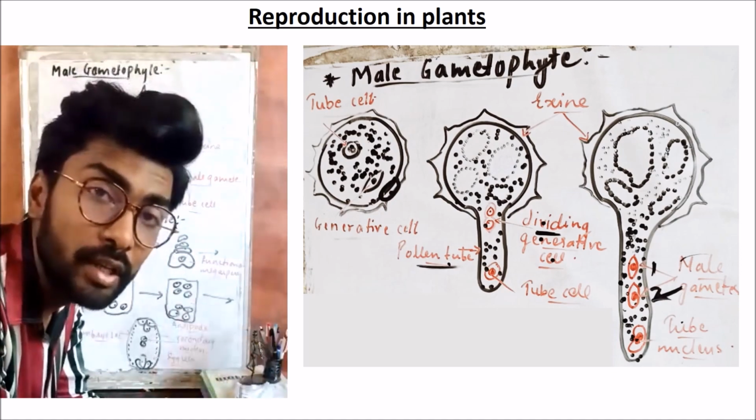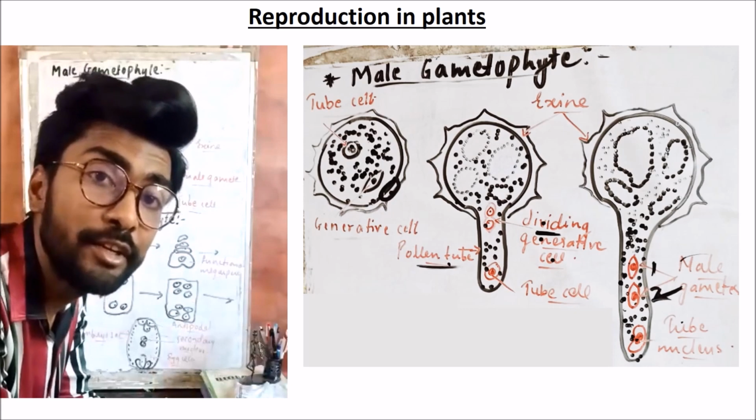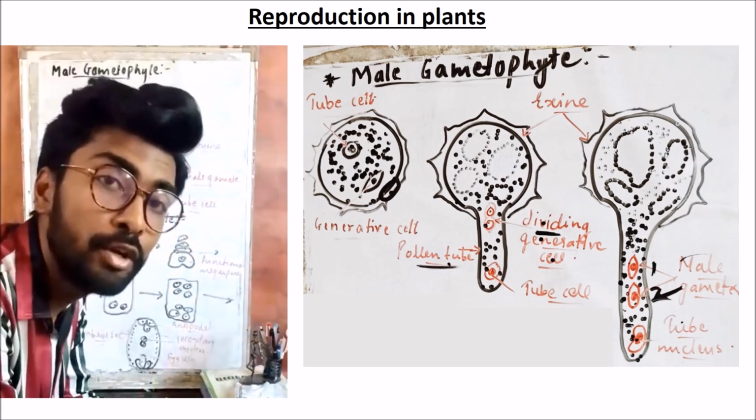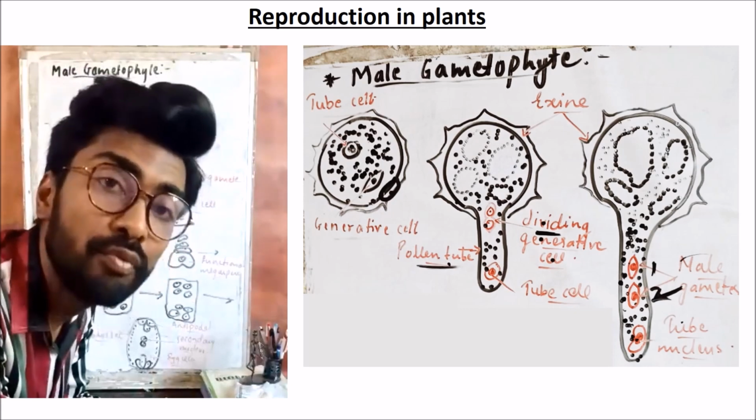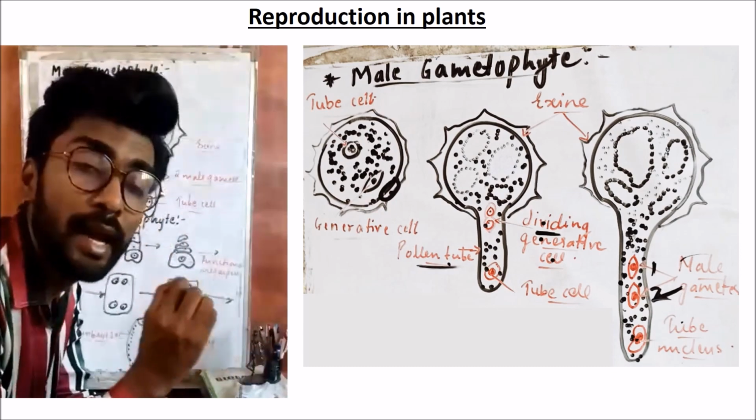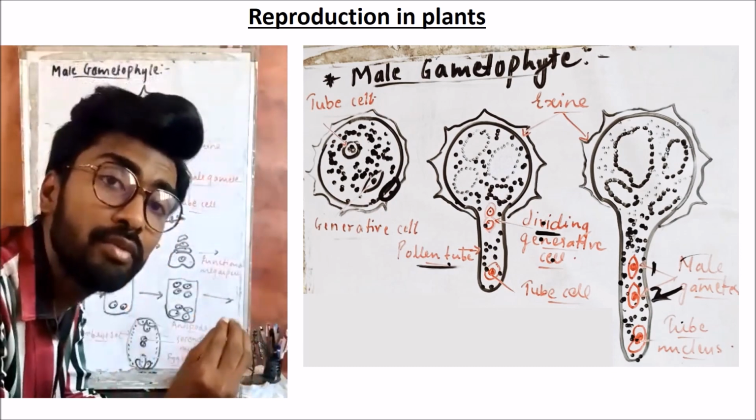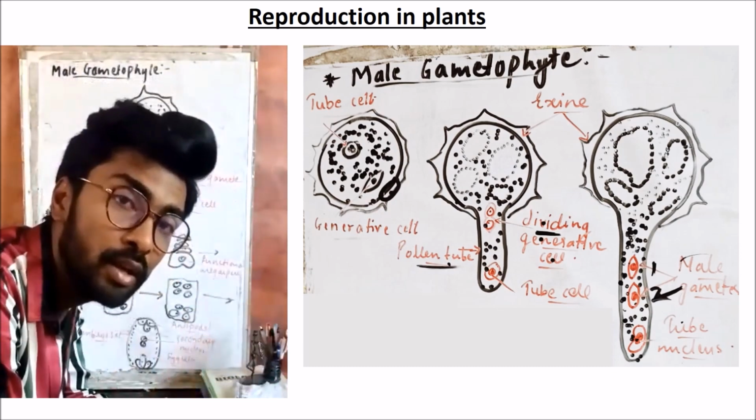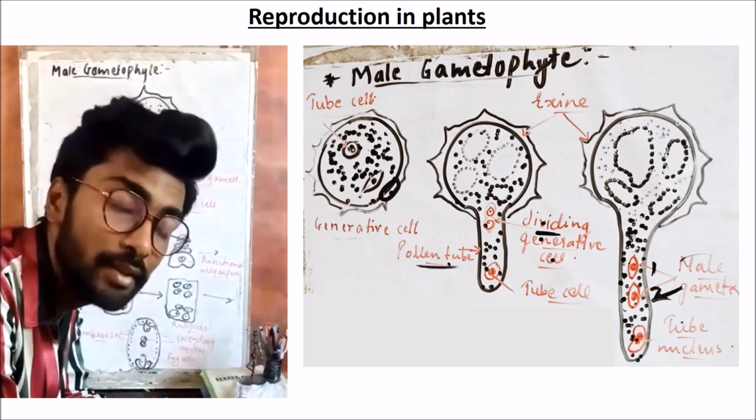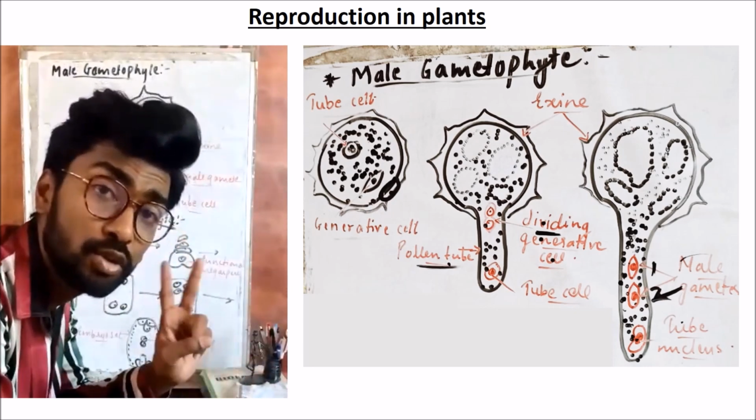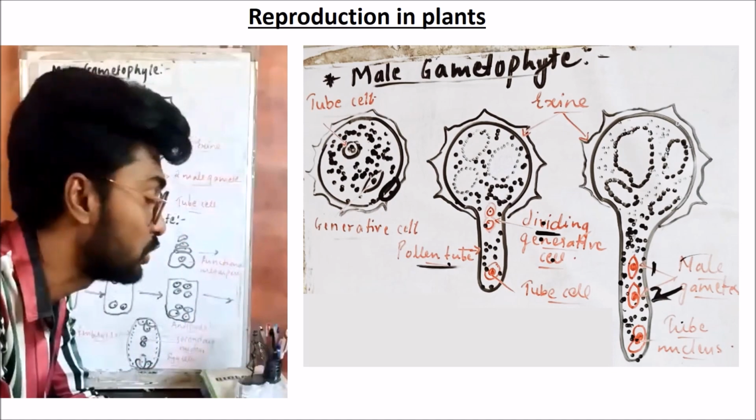At maturity, the pollen grain is generally a two-celled structure during the dehiscence of the anther. So we all know what dehiscence is. Dehiscence is a process where the anther ruptures to release the pollen grain, right? So during the dehiscence of the anther, the pollen grain is usually a two-celled structure, right?